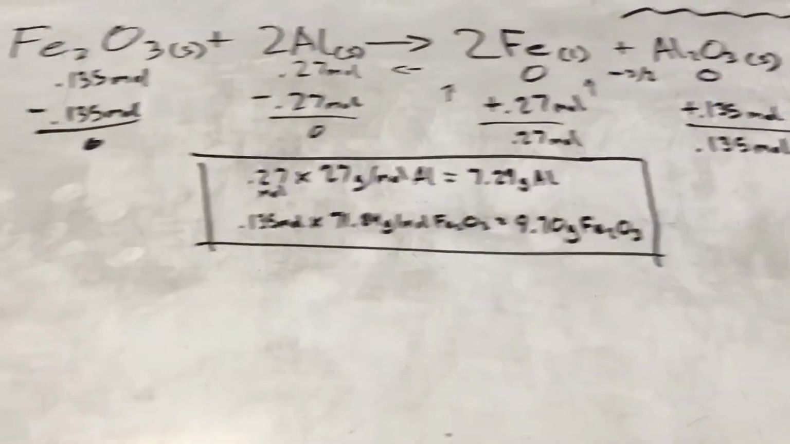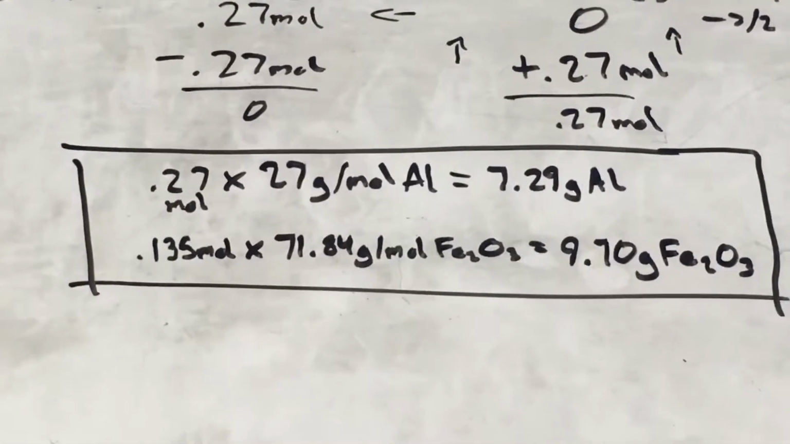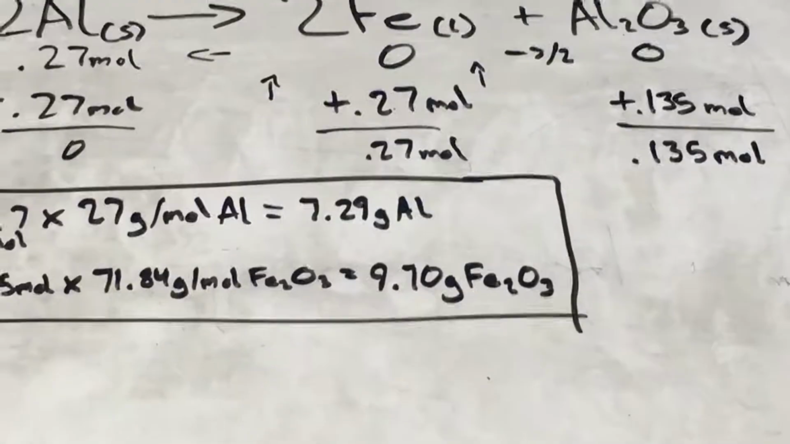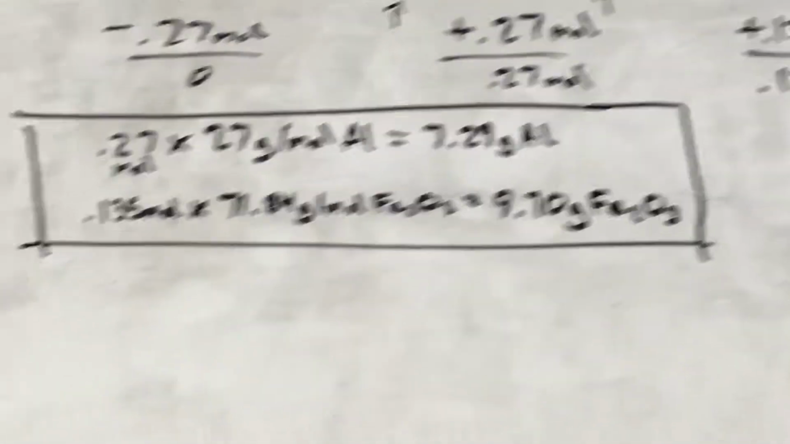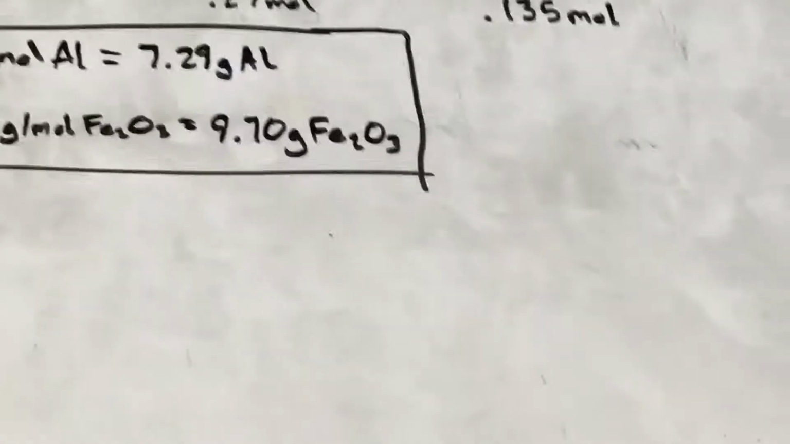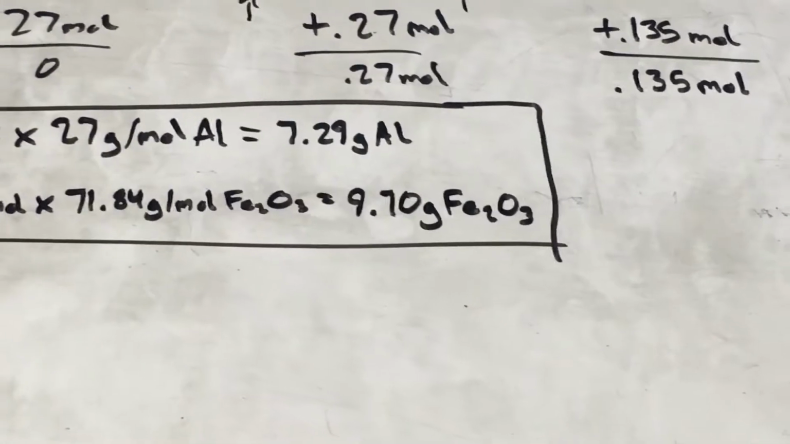And then once we're done finding the moles amount, you have to multiply each of those by each molar mass respectively. So you would turn out to start out with 7.29 grams of aluminum, and if you multiply the molar mass of iron oxide by 0.135 moles, you would get 9.7 grams of iron oxide to start out.